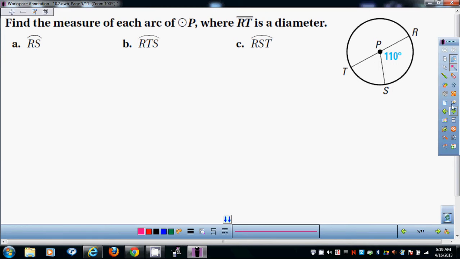Alright, find the measure of the given arc. What is the measure of arc RS? 110, very good. What about the measure of arc RTS? What's the measure of arc RTS?